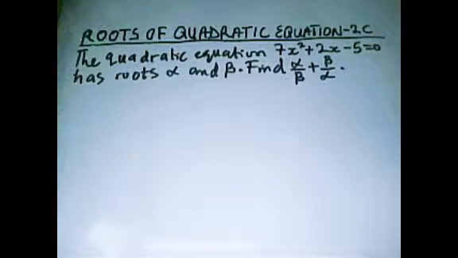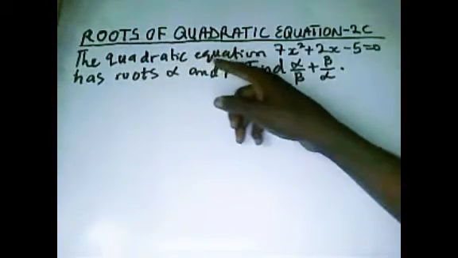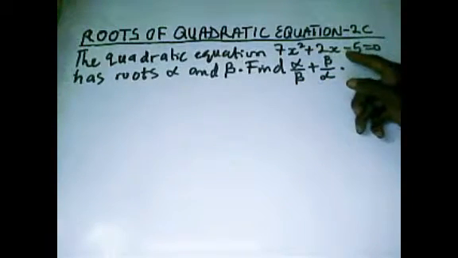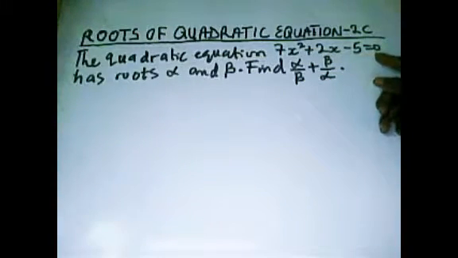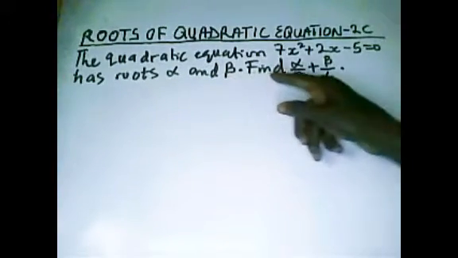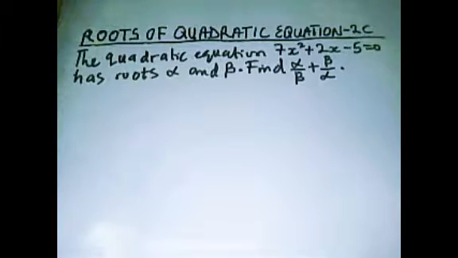And in our lesson so far, we've been looking at roots of quadratic equations, and this is the C part of question 2. Now on the board we have the quadratic equation 7x squared plus 2x minus 5 equals 0, which has roots alpha and beta. Then we are required to find alpha upon beta plus beta upon alpha. Now you already know what we are doing here.